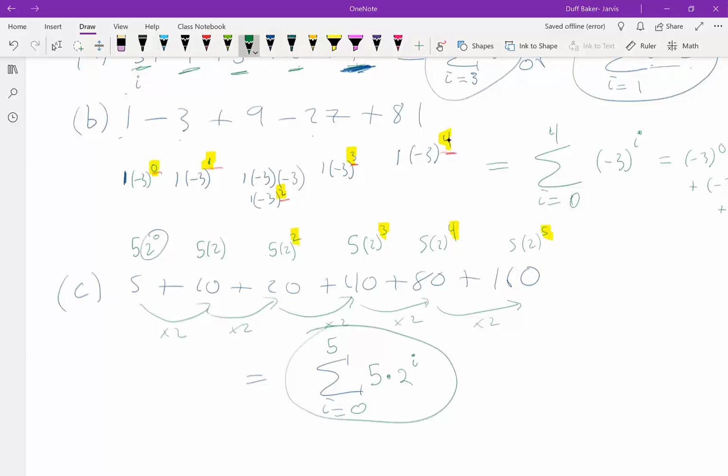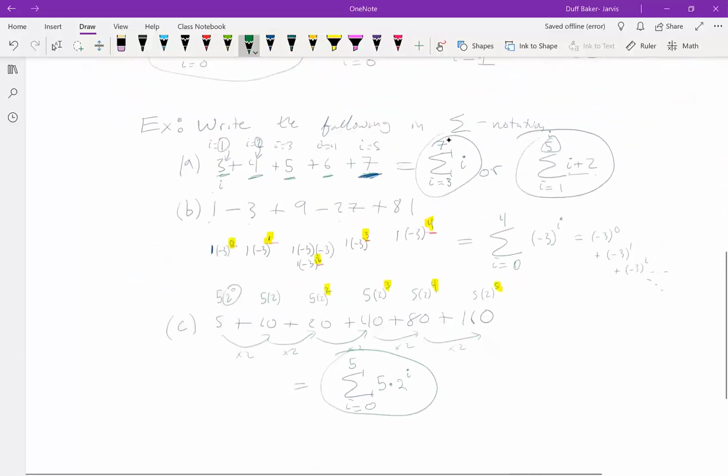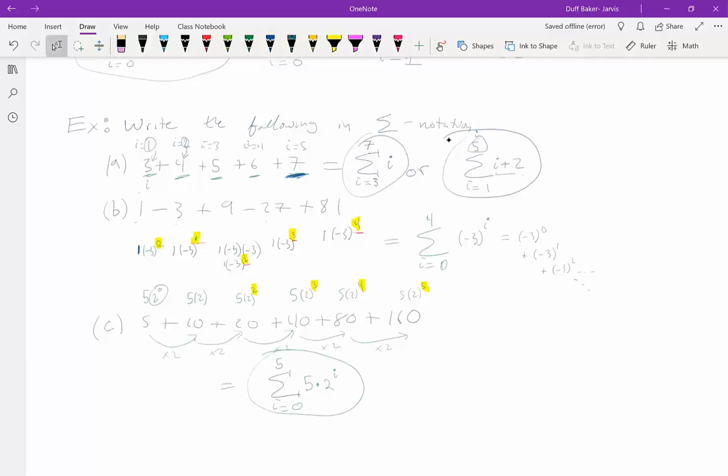Right, so any questions about this? I know it can be confusing. Okay, so that's sort of the basics of sigma notation.